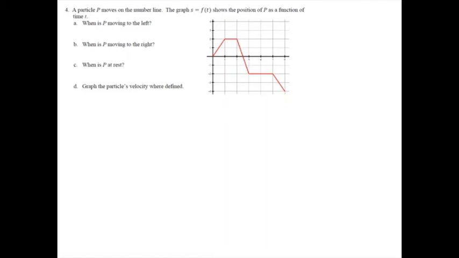So for part A, where is P moving to the left? Well, that's where the velocity is negative. That's where we have negatives. And we can easily look at this graph and see negative slope, negative slope. So from 2 to 3 and 5 to 6.